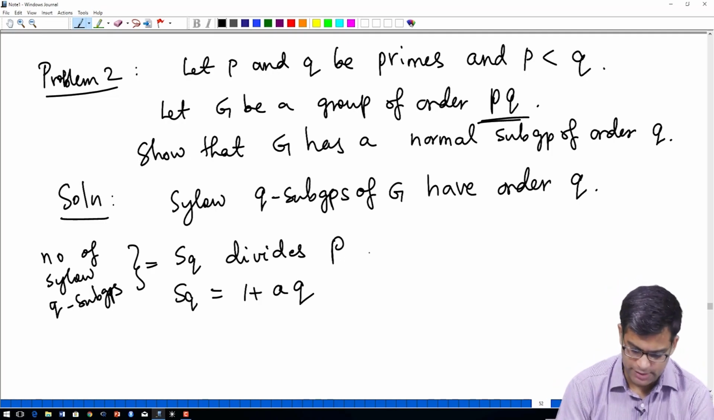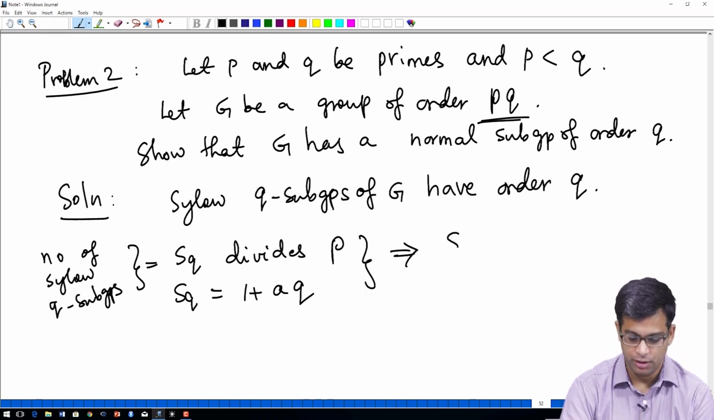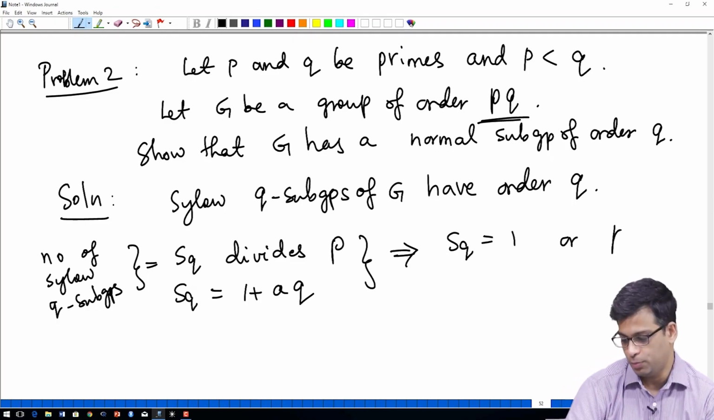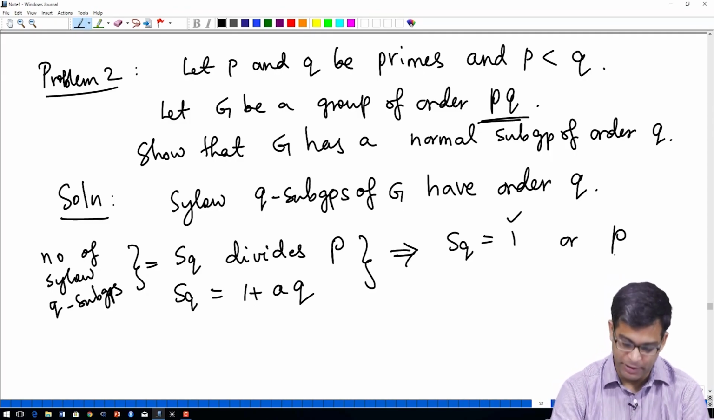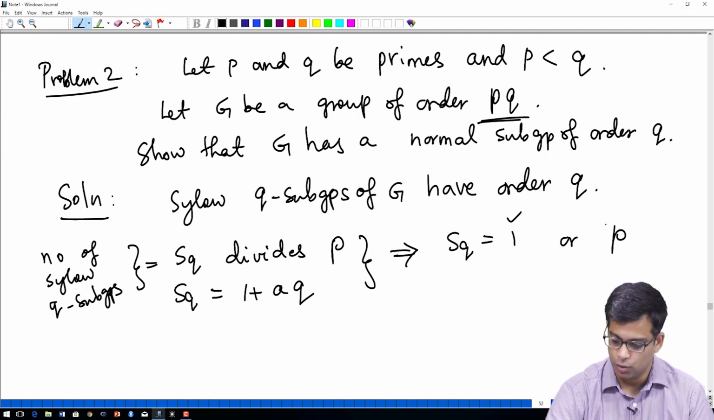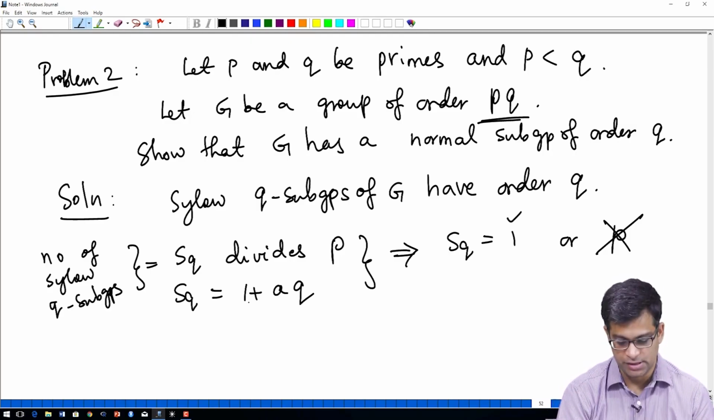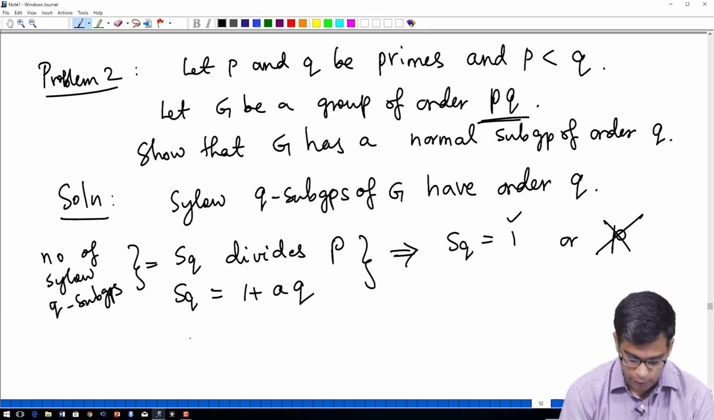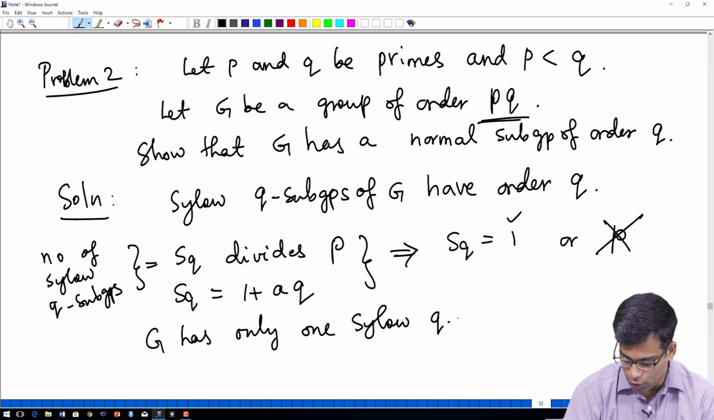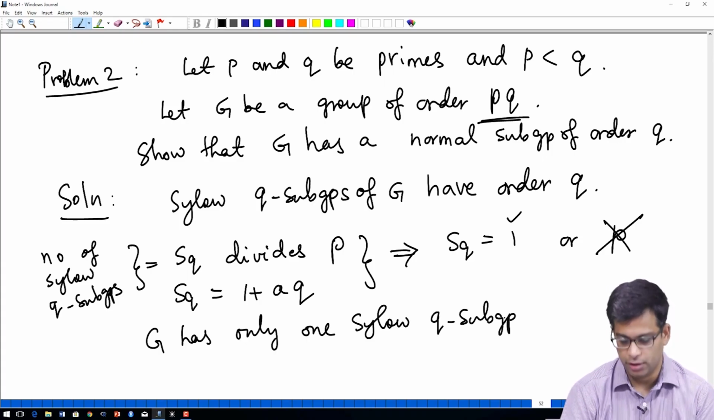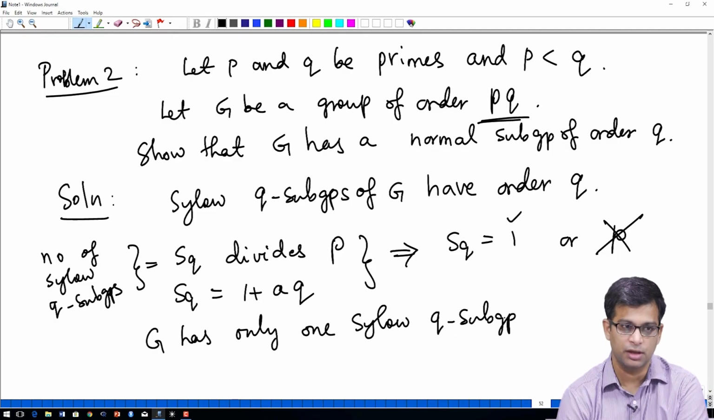If SQ divides P, SQ must be 1 or P. Of course it can be 1, but can it be P? Can P be written as 1 plus aQ? It cannot be, because P is smaller than Q, and 1 plus aQ is more than Q. So G has only one Sylow Q subgroup. We are using the third Sylow theorem here.